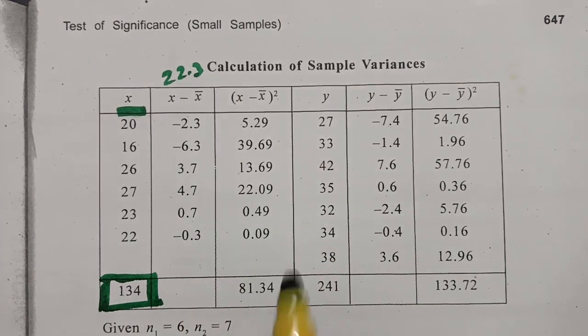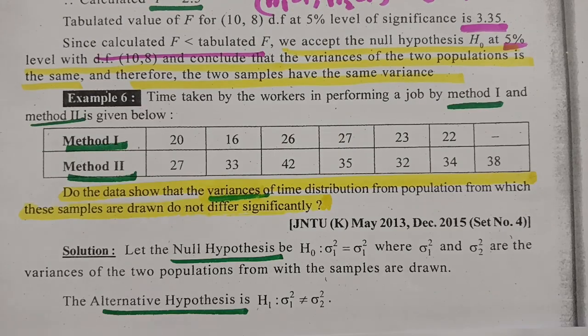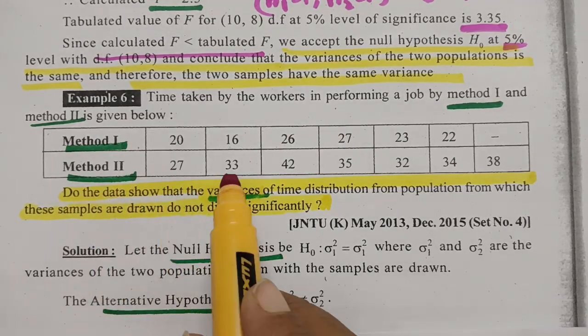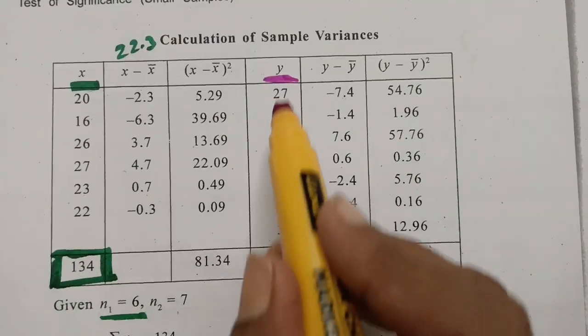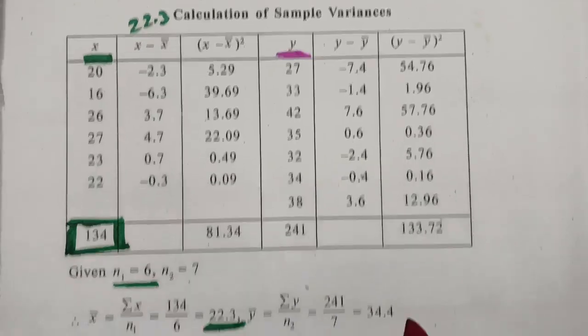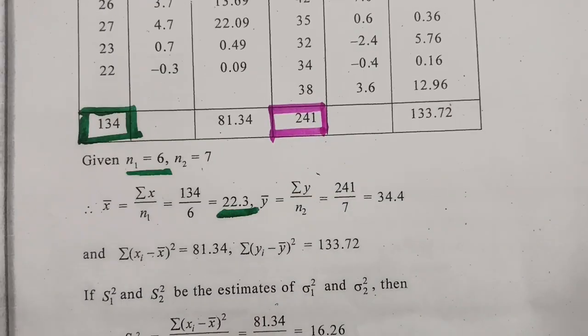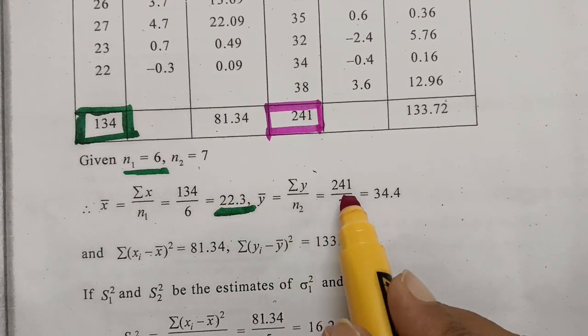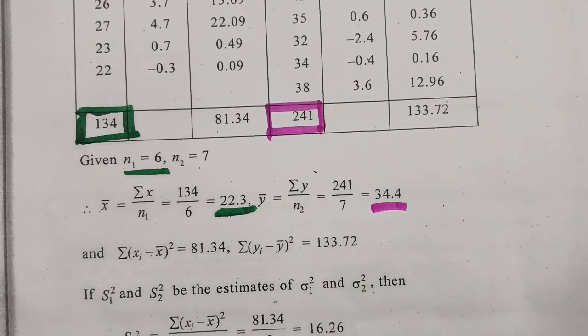We have to fill the second column. And the next one, these are all the y values from the given data, so method 2: 27, 33, 42, 35, 32, 34 and 38. We have to fill in the fourth column. And next one, the y bar here. So we have to make a total. This is 241. So here sigma y by n2, n2 is equal to 7, that is 241 by 7. The value here is 34.4.